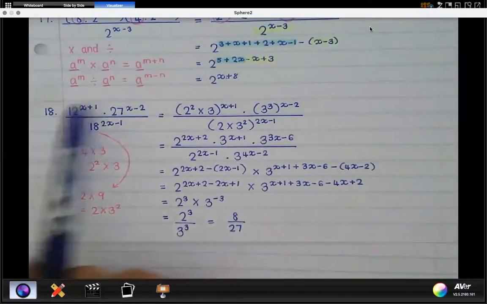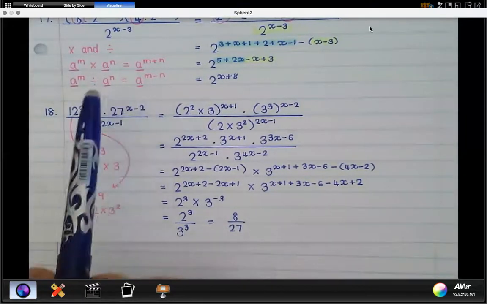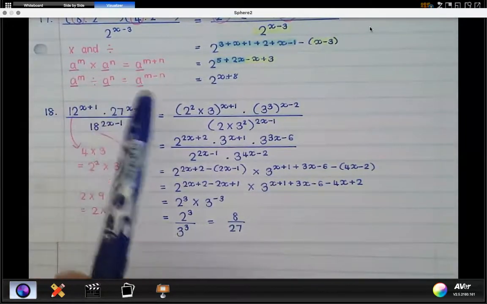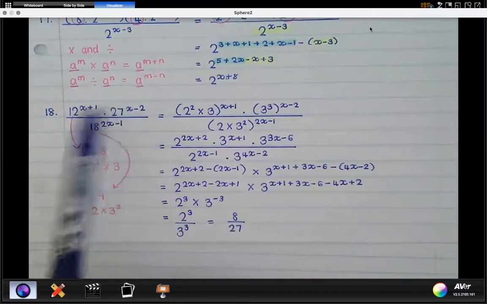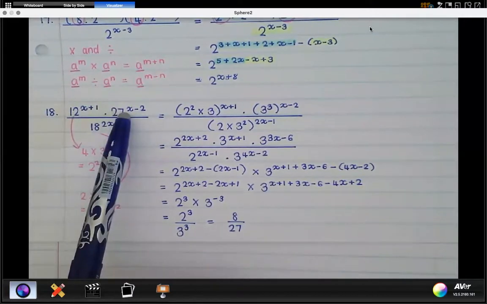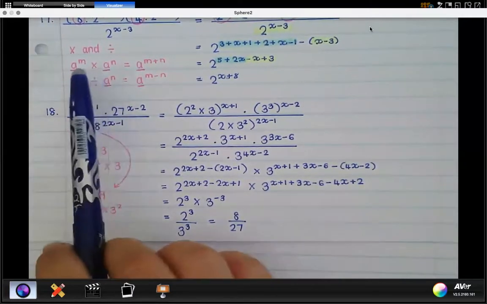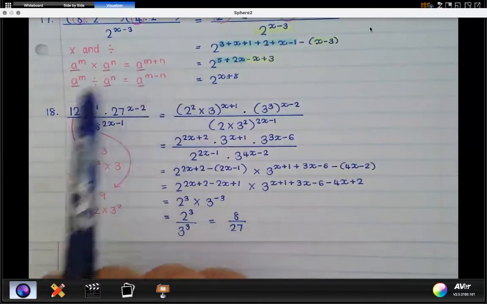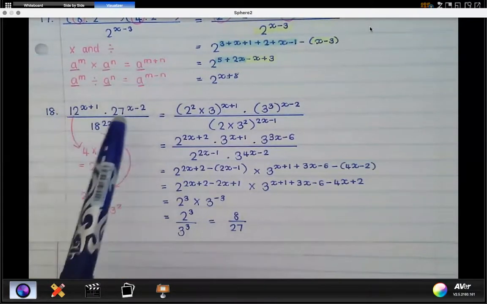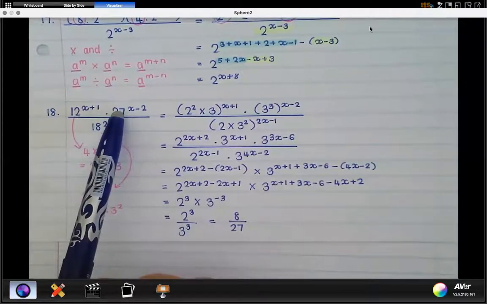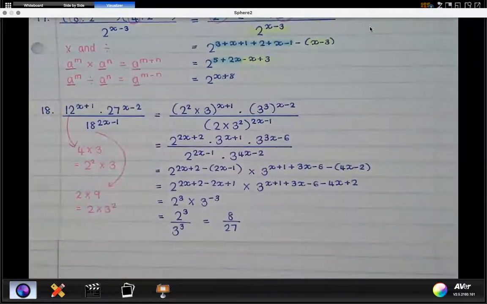Okay, so the first step would be to actually identify that you're multiplying and dividing. Now, guys, when you're multiplying these two, a 12 and a 27, those are not the same base. So you can't apply this law unless you have the same bases. So if it's a 12 and a 20, you can't say, okay, I'm going to add my exponents together. You have to have the same bases.